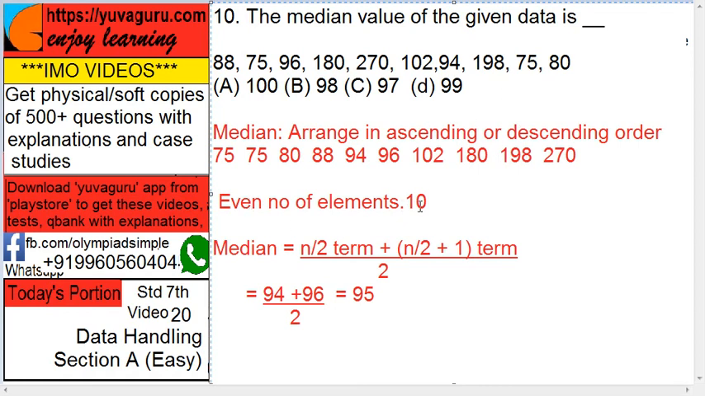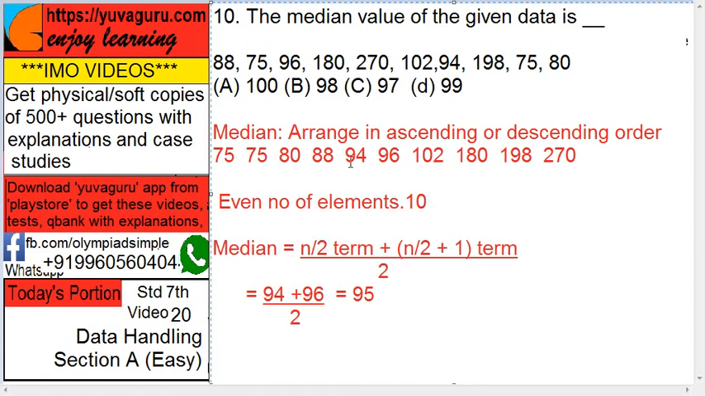10. So this is an even number of elements. When the elements are even, then the median is what? The (n/2)th term plus the (n/2 + 1)th term, the whole upon 2. Now n means 10. So 10 upon 2 means the 5th term.